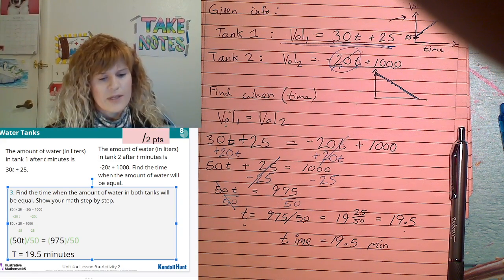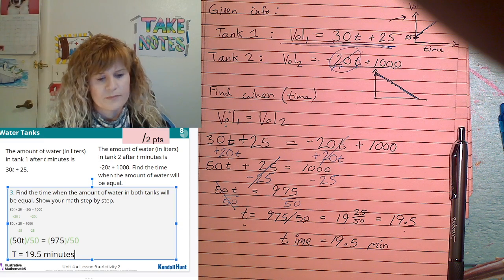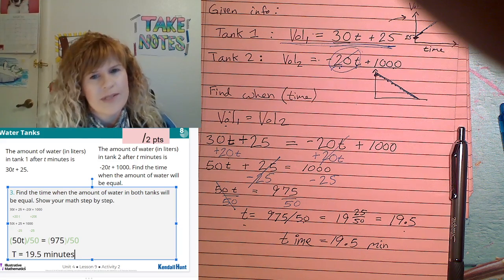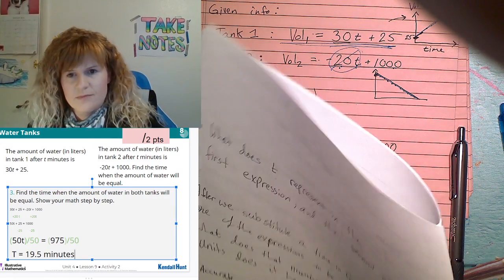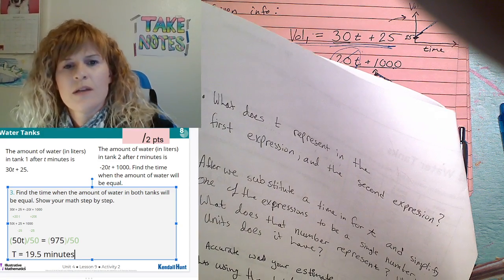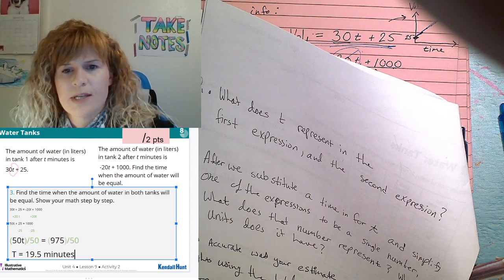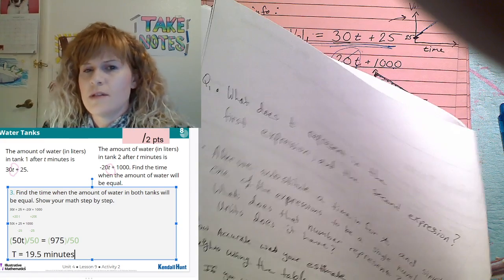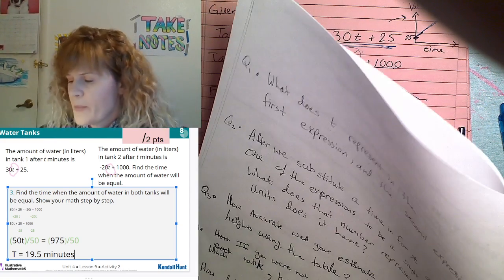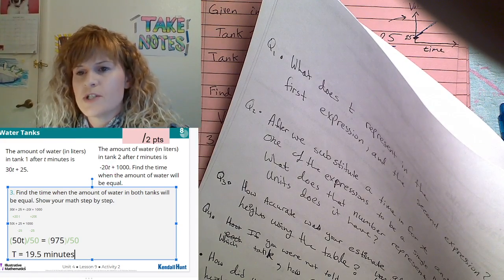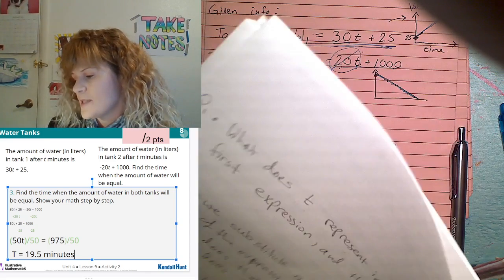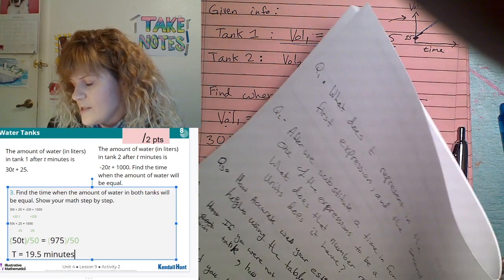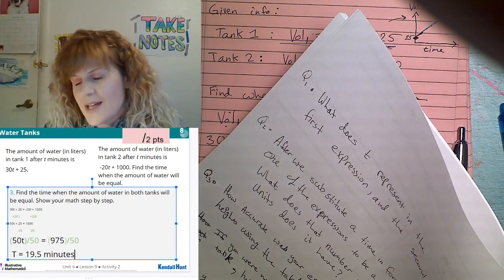I want you to think about the answers. What does t represent in the first equation and the second equation? I'll circle that for you. Here's the t. What does t represent in these equations? Think about your answer to that. Next question. After we substitute in a time for t and simplify one of the equations, what does the number represent?